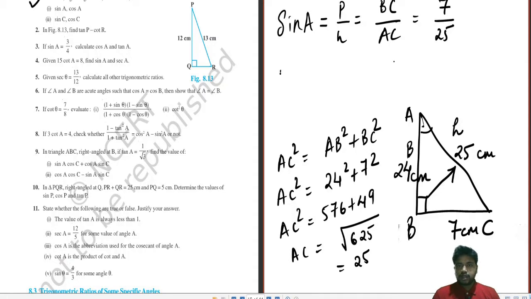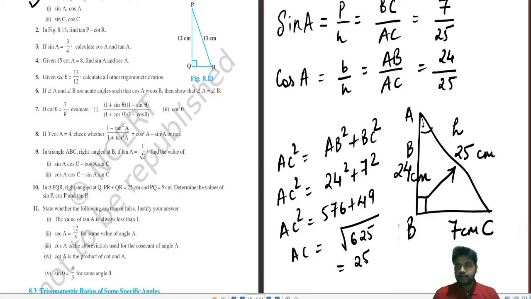Same again, cos A क्या हो जाएगा? Cos A will be B by H, that is AB by AC, that is 24 by 25. This will be answer number 1. I will rub this Pythagoras part.